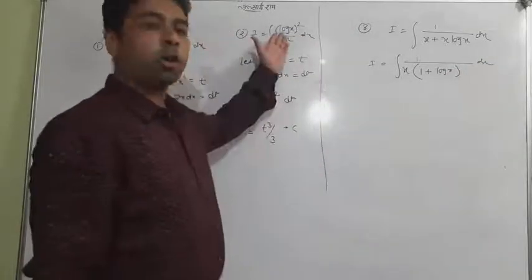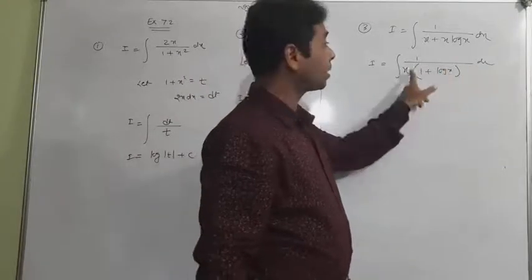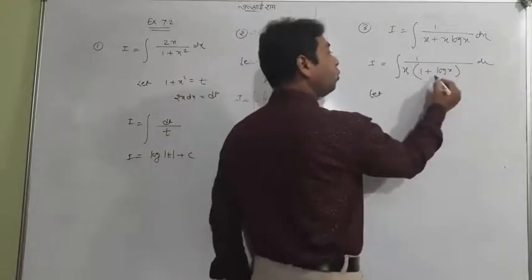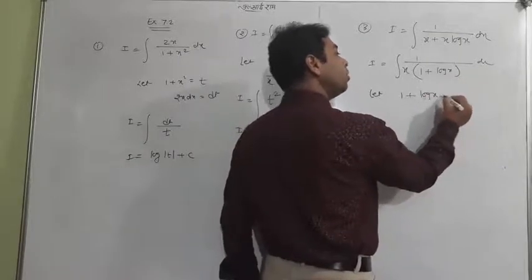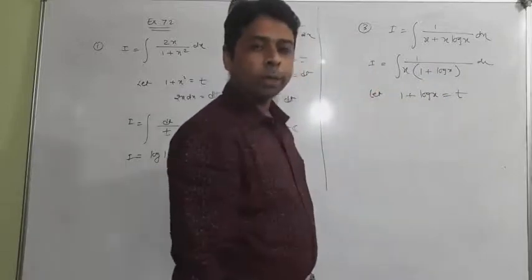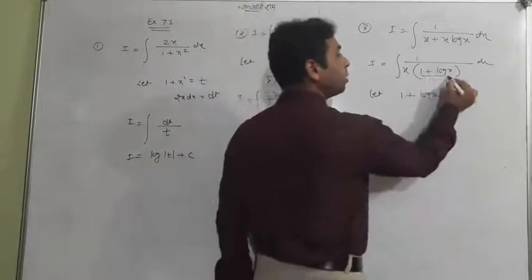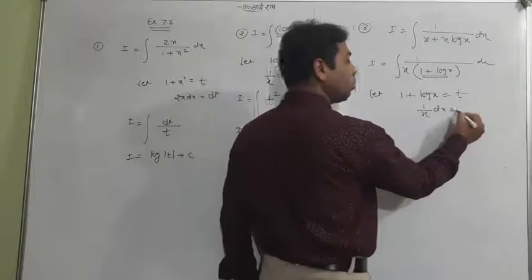The earlier question had log x and 1 by x coming. Here also log x and 1 by x is coming. So if you admit to me now, you don't take only log x as t. Take also 1, because you know that the differentiation of 1 is 0. So you can take 1 together. 1 plus log x equal to t. Assume that t. This is 0. Log x has differentiation 1 by x dx equal to dt.